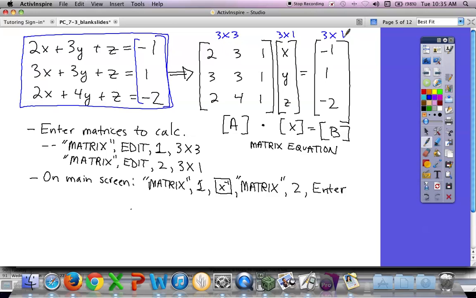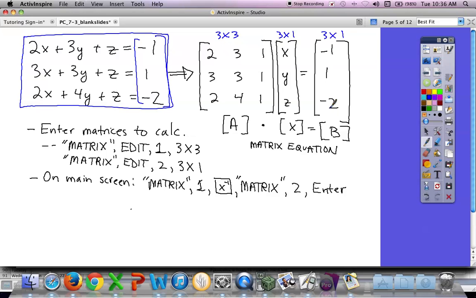And you don't have to understand this right now, but when you multiply matrices, the way you do it is you multiply across the rows and down the columns. 2x plus 3y plus z equals -1. 3x plus 3y plus z equals 1. 2x plus 4y plus z equals -2. Exactly what these 3 say. So if you understand how matrix multiplication works, this says the same thing as this.